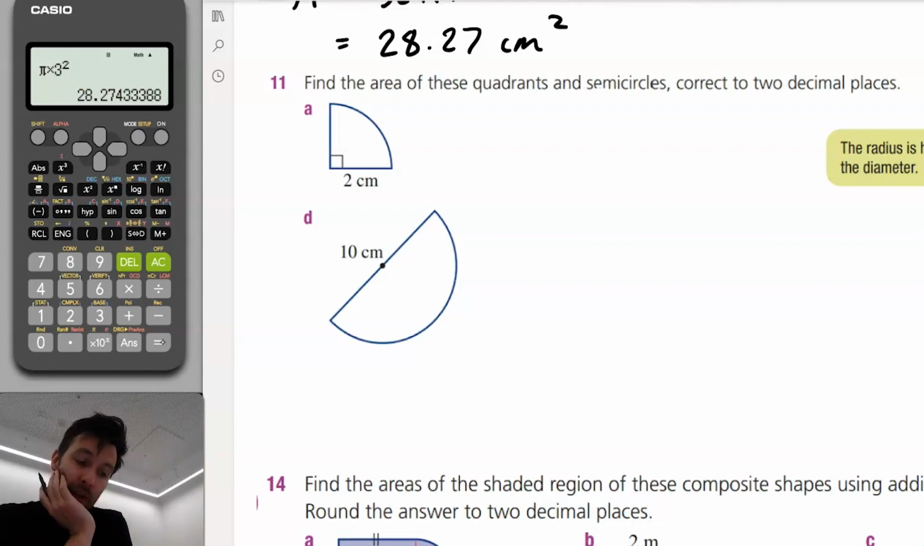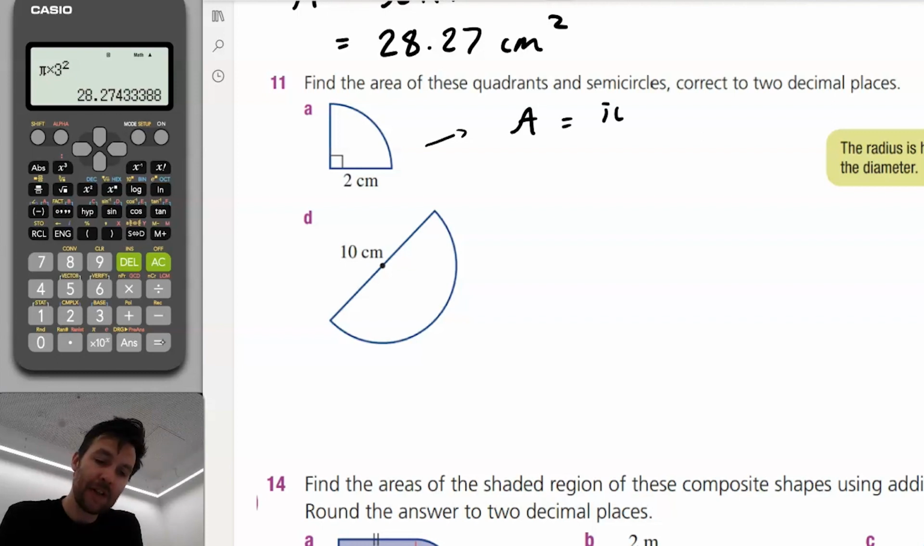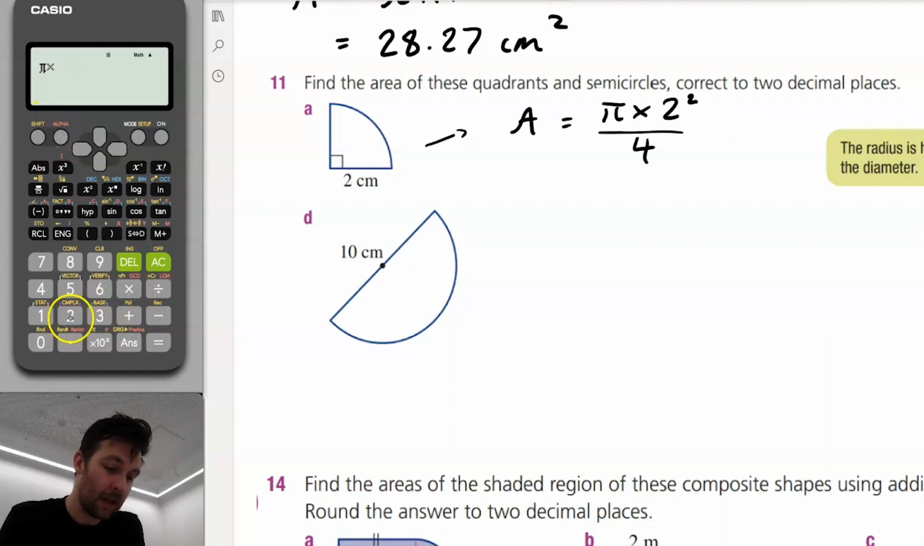Now, for these sorts of questions down here, if you're finding the area of quadrants and semicircles, what we've got to do is say, we'll say for this first one here, the area is going to be given by, well, that's a quarter circle, and it has a radius of 2. So I'd need to do pi times 2 squared, but because it's the quarter of a circle with a radius of 2, I'd have to divide my answer by 4. So on the calculator, pi times 2 squared divided by 4, which would be 3.14.